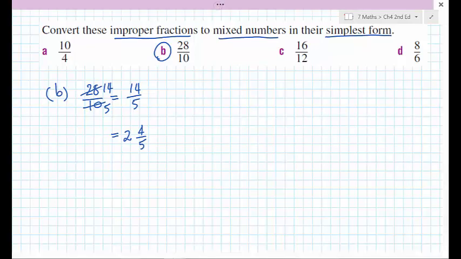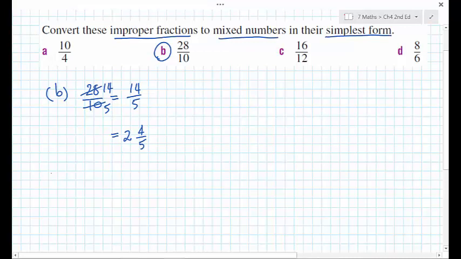Okay, now another way of possibly looking at this and doing this is by this. So if I have 28 out of 10, I can then think, okay, 10 goes into 28 twice, and 2 lots of 10 are 20, which means I'd have 8 out of 10 left over. Okay, and then I simplify this fraction at the end as well.